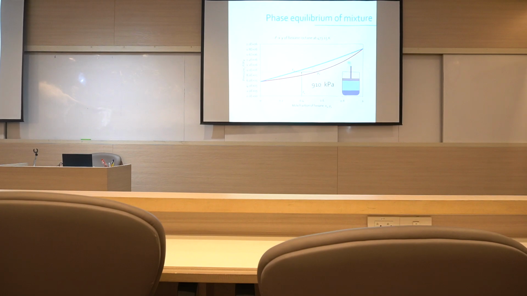Now this is what we're talking about, the topic of today's lecture: vapor-liquid equilibrium of a mixture. The pressure is now 910 kilopascal. That's the coordinates of our system right now. The pressure is 910 kilopascal, and the overall mole fraction Z1 remains the same at 40% hexane.